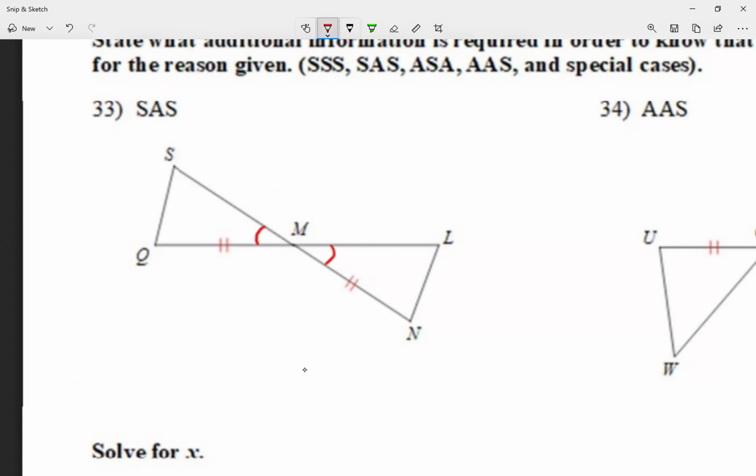I want this to be angle side. So two sides and the included angle. So from one triangle, I'm going to need this side, and from the other triangle, I'm going to need this side. So side SM is equal to side ML. Remember, for sides, I use two letters.